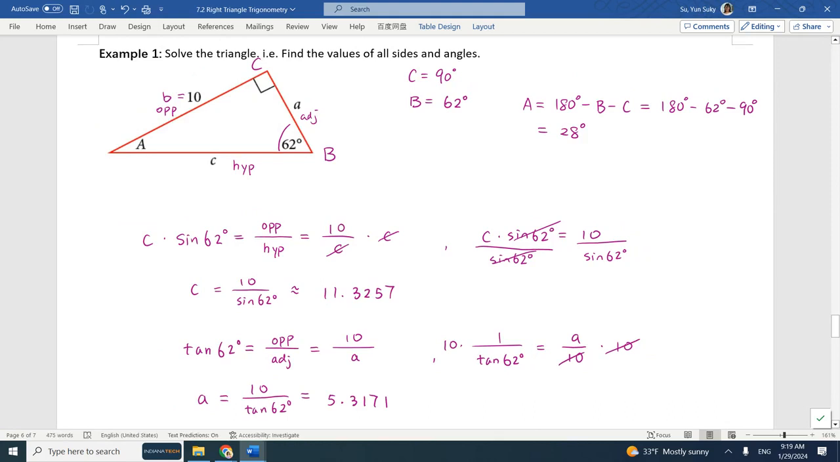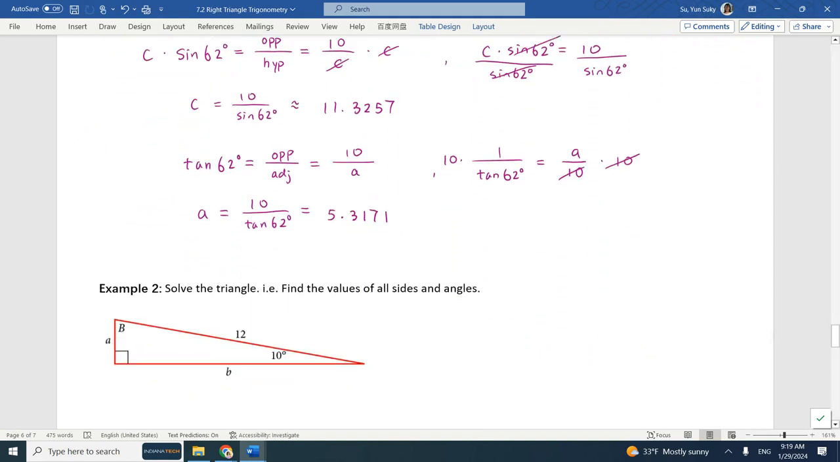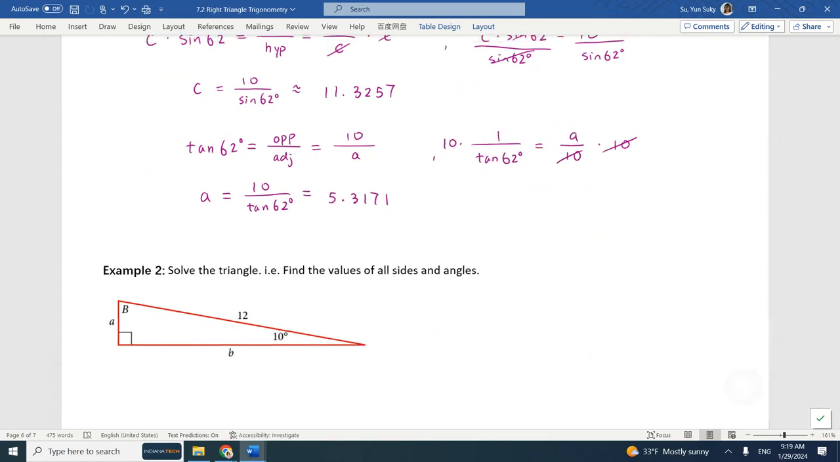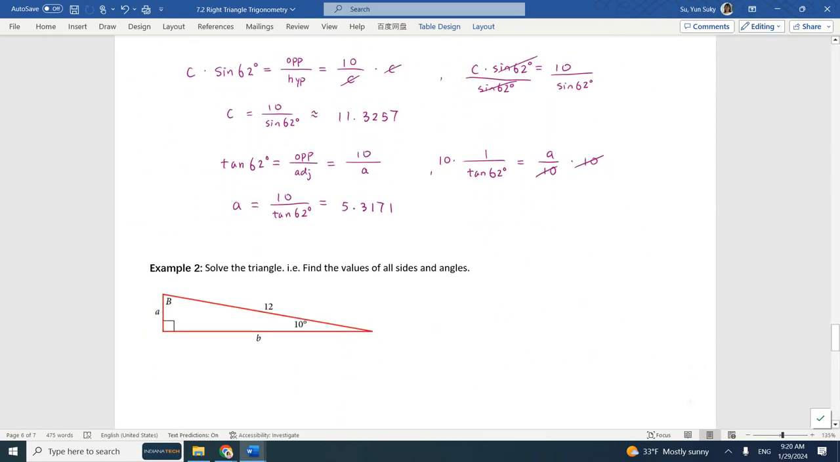Any questions so far? No? Okay. Let's continue. Now it's your turn. So you have this right angle triangle. Find the values of all angles and all sides. You can use that problem as an example.